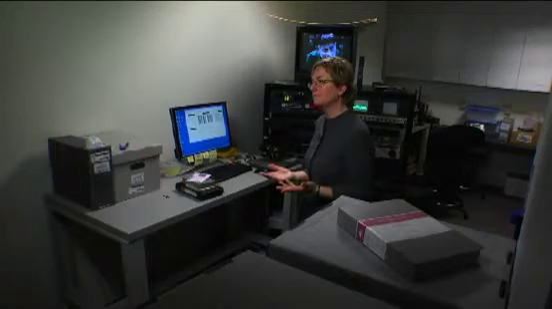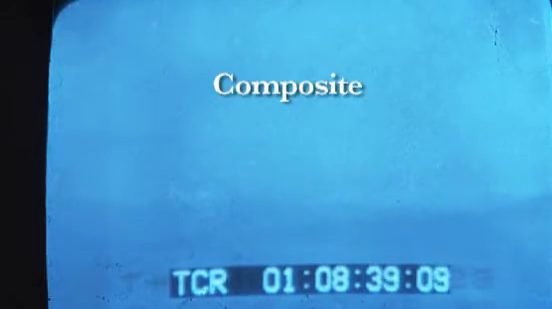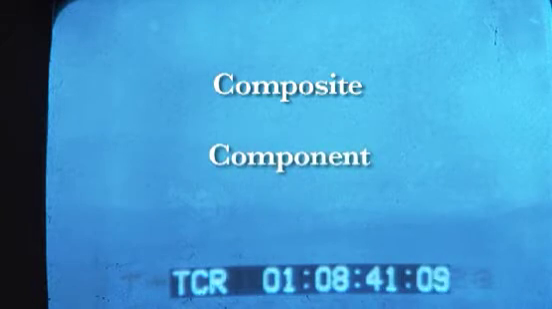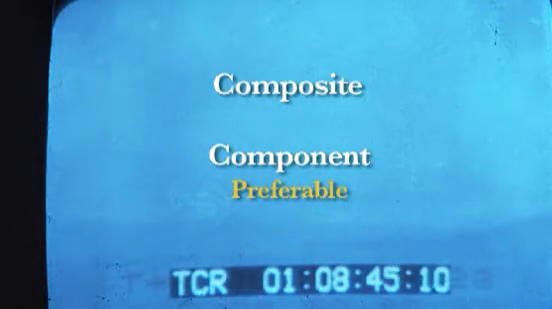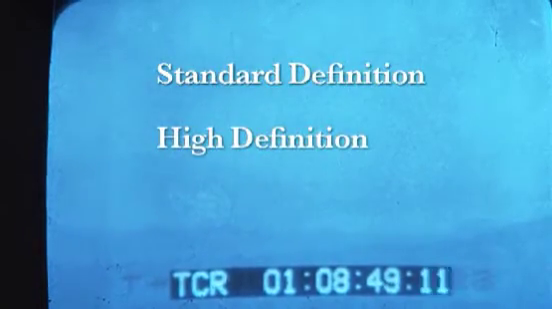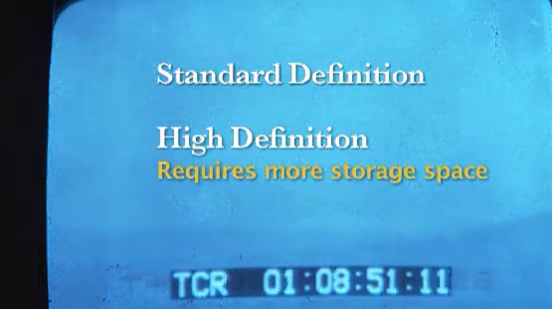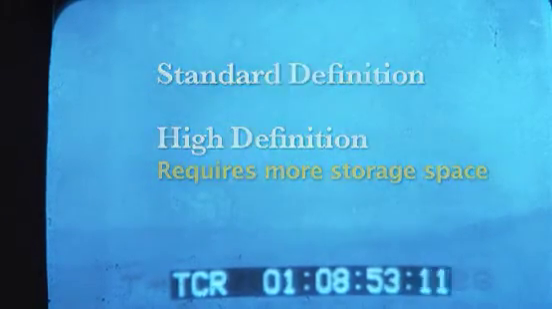Before one considers reformatting video, it's important to understand a few basic concepts about the video signal. Videotapes can be analog or digital. Analog and digital formats can be composite or component. Component has better color rendition and is preferable. Digital formats can be standard definition or high definition. High definition requires more storage space when archiving.